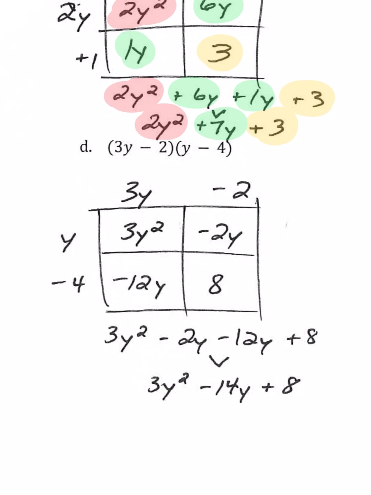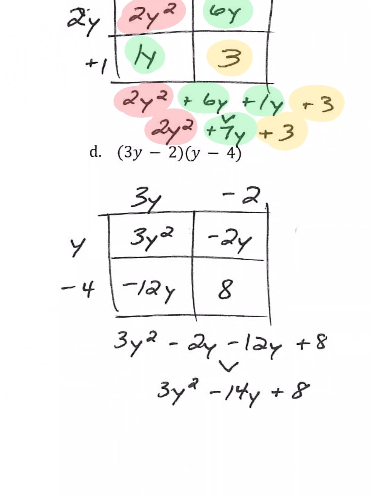Last example, using the table method. 3y times y is 3y squared. Negative 2 times y is negative 2y. 3y times negative 4 is negative 12y. So both of those terms come down to be written and then combined to be negative 14y. Negative 2 times negative 4 is a positive 8.